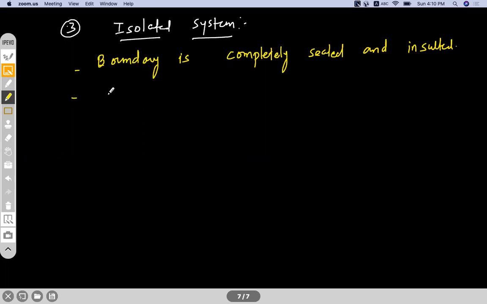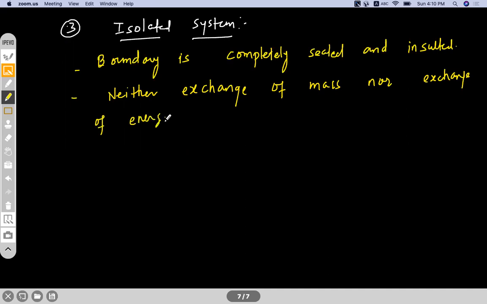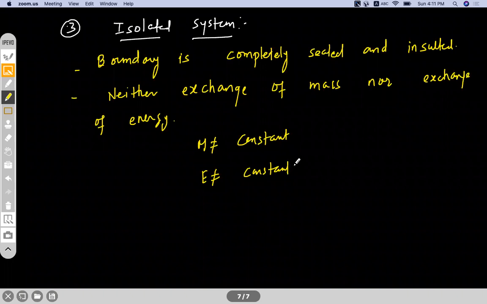So neither exchange of mass nor exchange of energy is possible. So M is constant, mass is constant, energy is also constant. Mass and energy, both are not getting exchanged, so both are constant.